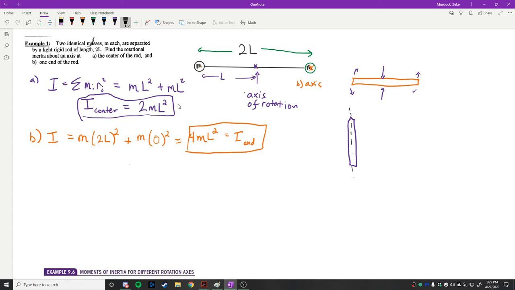There's the least resistance to spinning about this axis, and there's the most resistance to spinning when you try to spin it about this axis here, right? So that's moment of inertia. That's what it is. It's how hard it is to rotate things. Hope that clarified for you guys what it is. Do you guys have any questions?